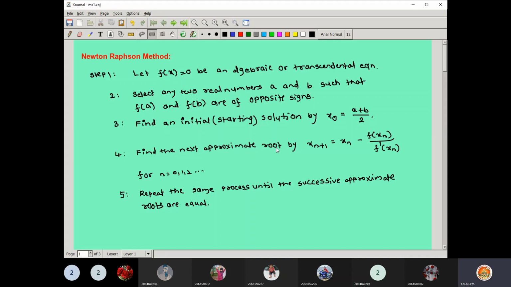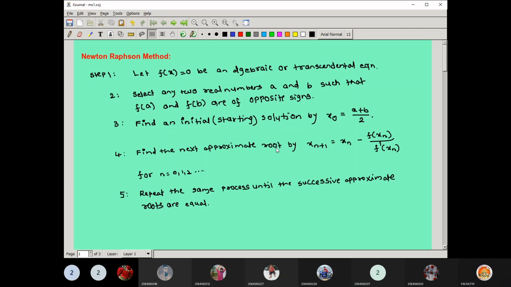It is almost similar to your previous methods, with a little bit of change in calculating the approximate root. So better you note down the procedure first. Step number 1. Let f of x equal to 0 be an algebraic or a transcendental equation. The given expression you are supposing as f of x equal to 0.